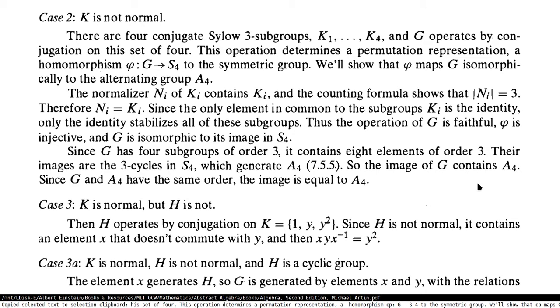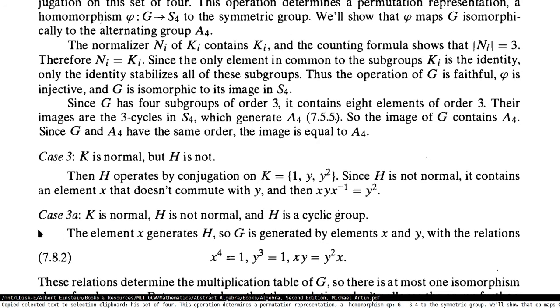Okay, so the only thing that gets mapped to identity in S4 is the identity itself in G. Yes. So there's nothing else that fixes all of these subgroups. Okay, makes sense. All right, we've made it through another sentence. Doing great. So now what? G is isomorphic to its image in S4.